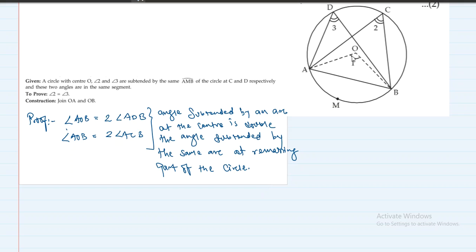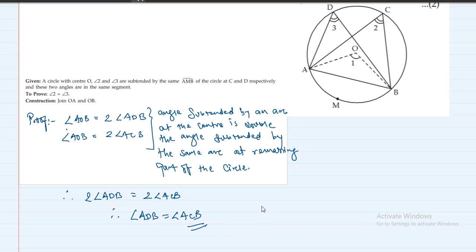इसका मतलब है AOB 2 times ADB है और AOB 2 times ACB भी है. ठीक है, इसका क्या मतलब है? Therefore we can say that 2 times ADB is equal to 2 times angle ACB. Therefore angle ADB is equal to angle ACB. So it is proved that angles in the same segment are equal.